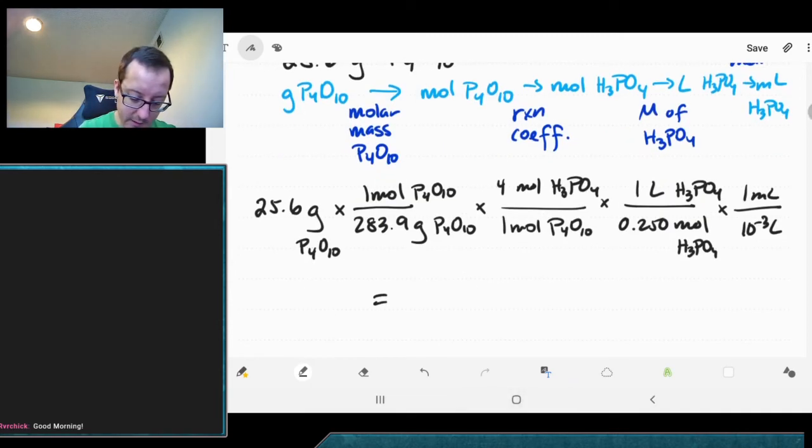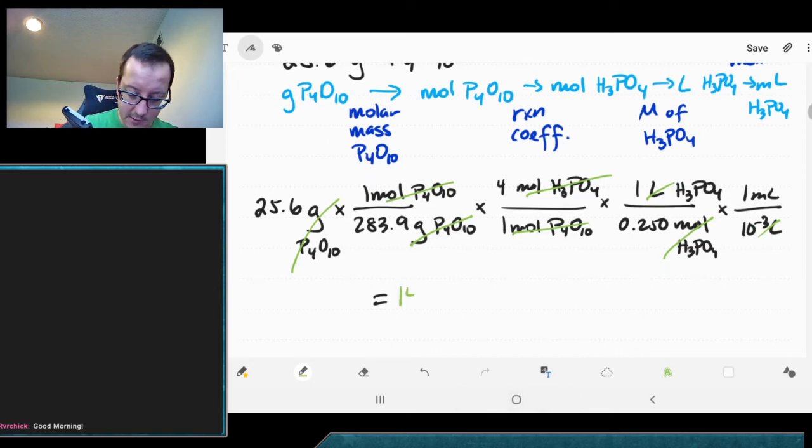And now we can go ahead and solve this, but let's go ahead and double check. Grams of P4O10 cancels out. Moles cancels out. Moles of phosphoric acid. Liters cancel out. We'll be left with milliliters of phosphoric acid, which is what we're asked for in the problem. So here we go. 25.6 divided by 283.9 times 4 divided by 0.25. So I guess just cancel that out anyway. Times 1,000.